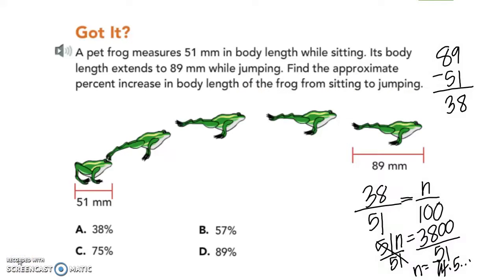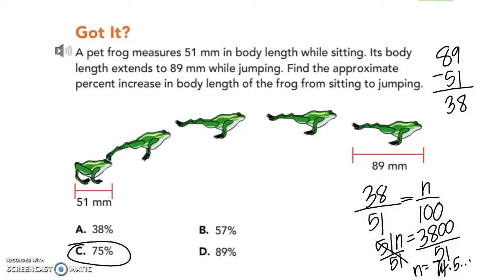All right, so the first thing I had to do was find the change in the little frog's body. So I subtracted up here, 89 minus 51, got 38 is the amount of change. I put that over the original length, 51. So change over original equals n over 100. Then I cross multiplied. 51 times n is 51n. 38 times 100 is 3,800. Then I divided by the number with the n, and it gave me 74.5, some long decimal. We're going to round that up to 75%.